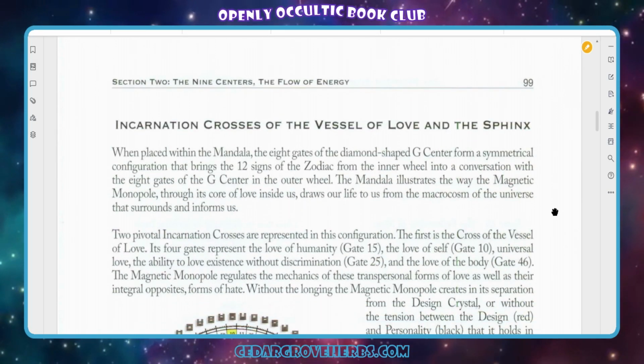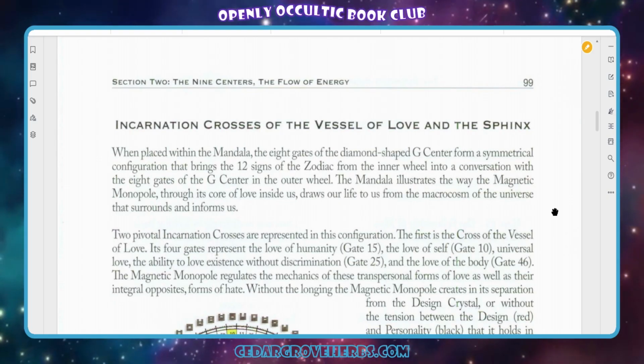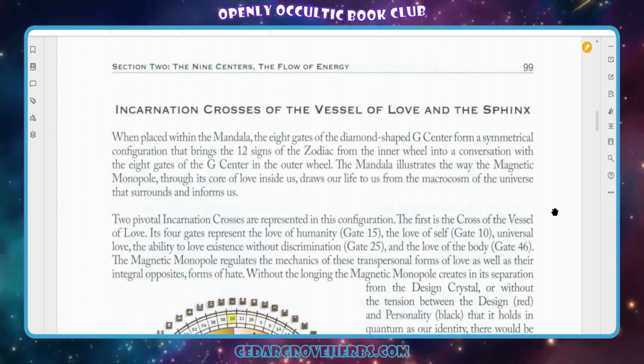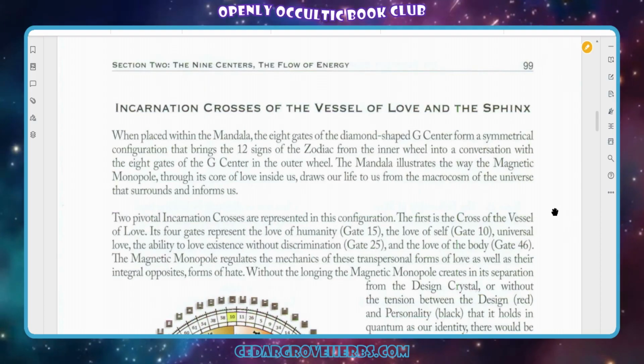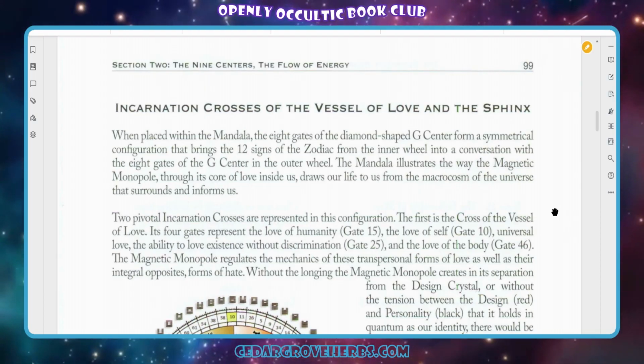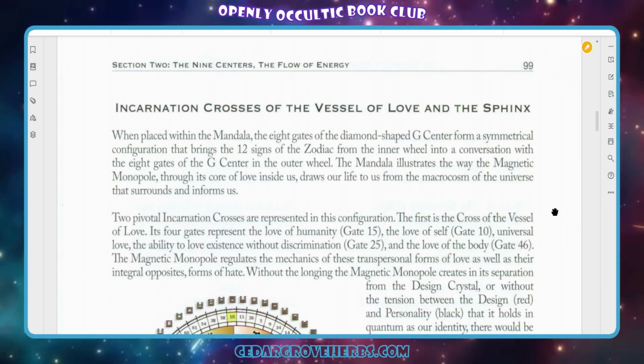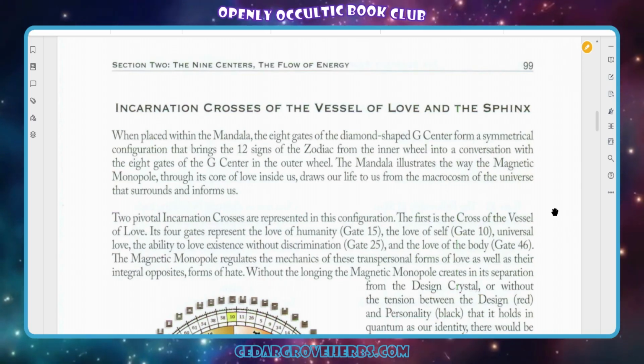Incarnation crosses of the vessel of love and the Sphinx. When placed, this is new, right? Incarnation crosses? What? Incarnation crosses of the vessel of love and the Sphinx.